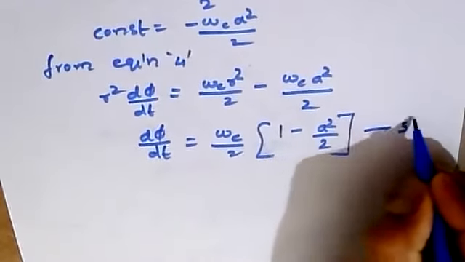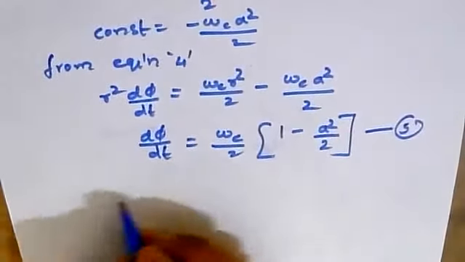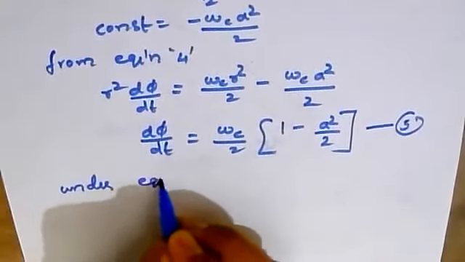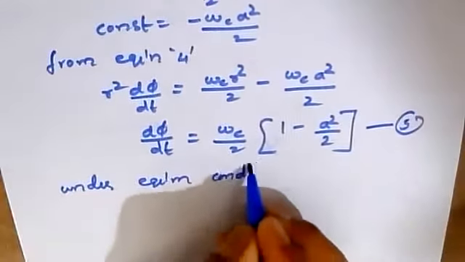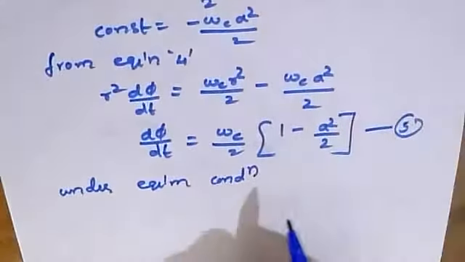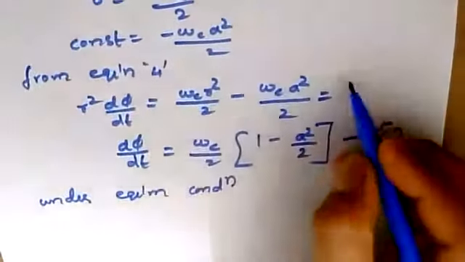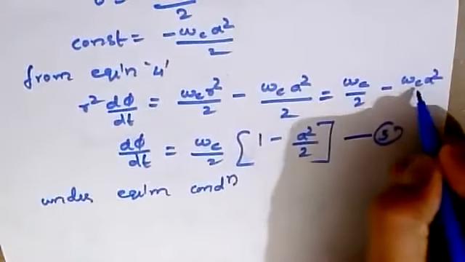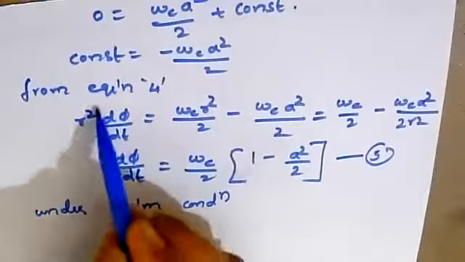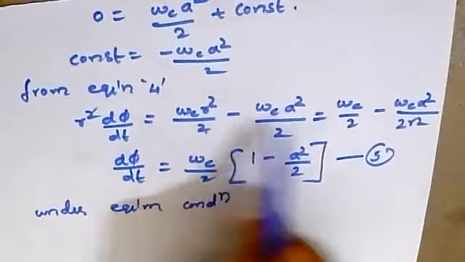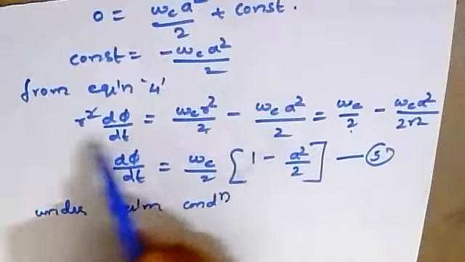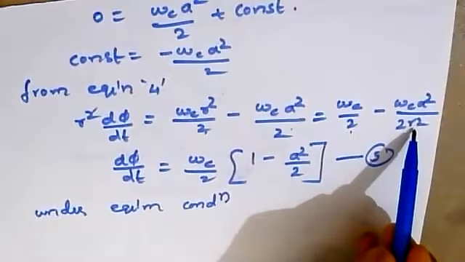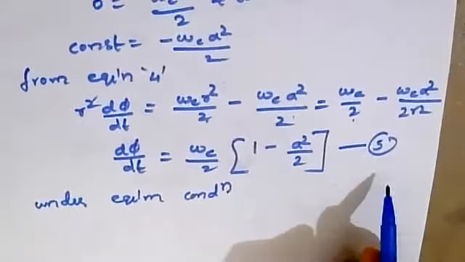Now let this be equation 5. Now under equilibrium conditions, in order to avoid more confusion, we can write this as omega C by 2 minus omega C A square by 2R square. You can see here R square will be cancelled. The left out term is omega C by 2, minus, and this R square will be taken over here. So that's what has been represented over here.